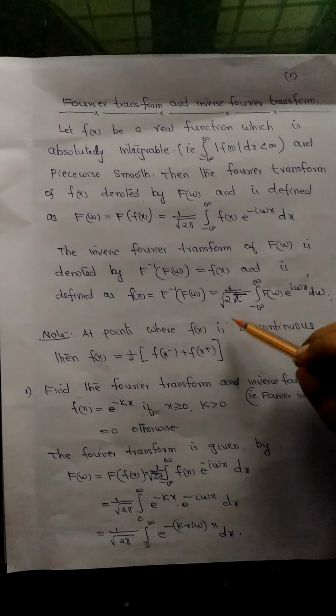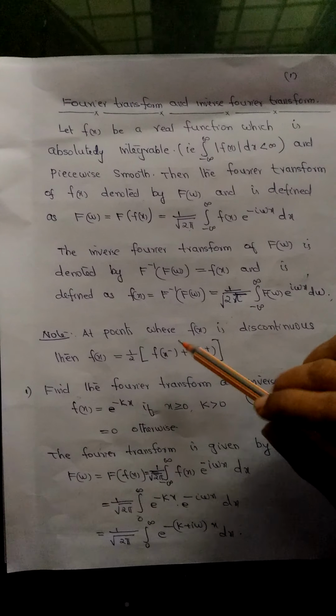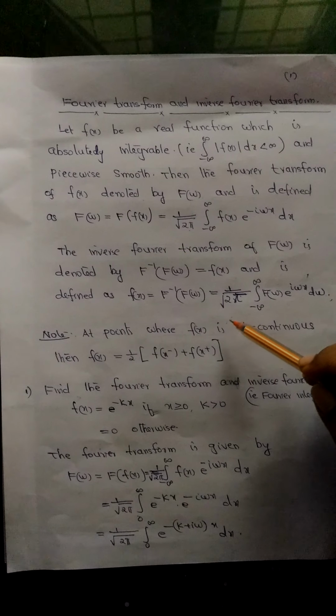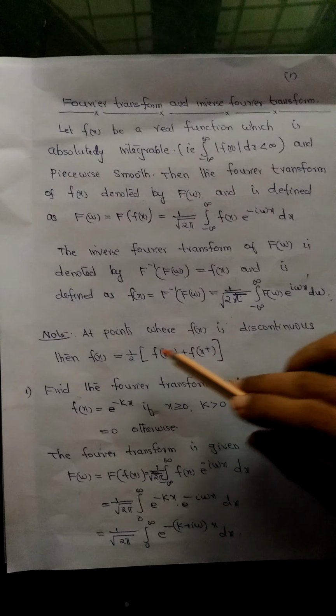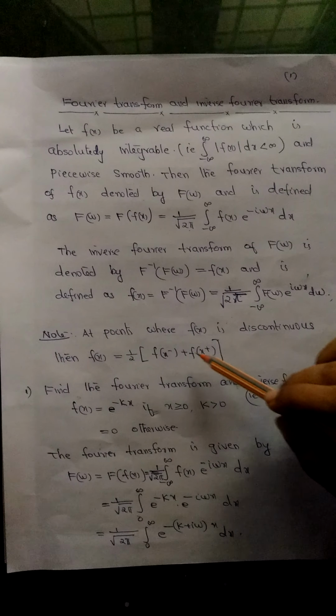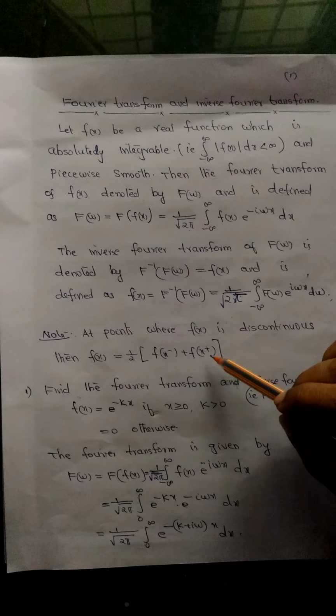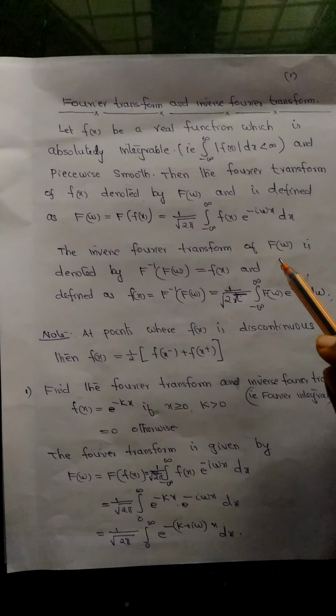Then at points where f of x is discontinuous, f of x equals the average of the left and right hand limits. That is, f of x equals half of f of x minus plus f of x plus, where f of x minus is the left hand limit and f of x plus is the right hand limit.